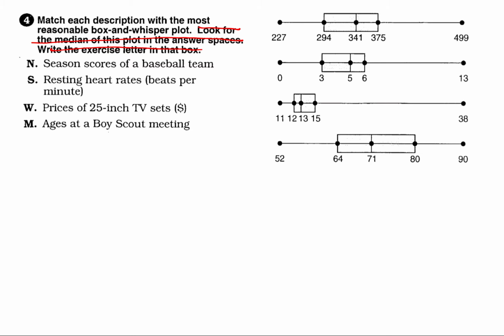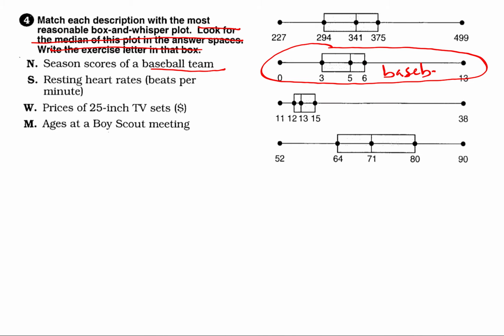Let's look at season scores of a baseball team. Now, if you're familiar with baseball, the scores in baseball don't tend to be very high. In fact, I would go with this one for baseball. There was a time it looks like they had a maximum of 13 points. They did have at least one game with 0 points and a median of about 5 points. That seems reasonable for baseball scores.